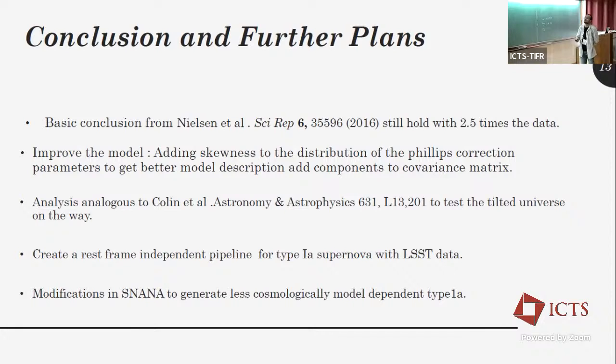Further on, I'm improving by adding skewness to the distribution of the ellipse correction, and adding components to the covariance matrix. And finally, I'll try to analyze the data similar to this Collin et al. paper, and I'm working on LSST pipelines. Yeah, that is all.